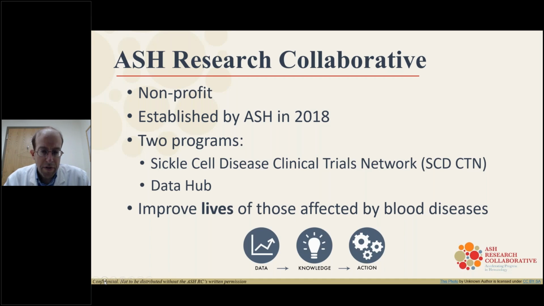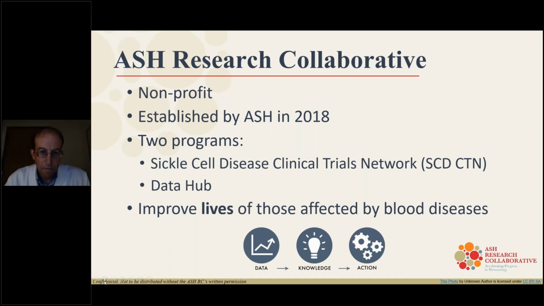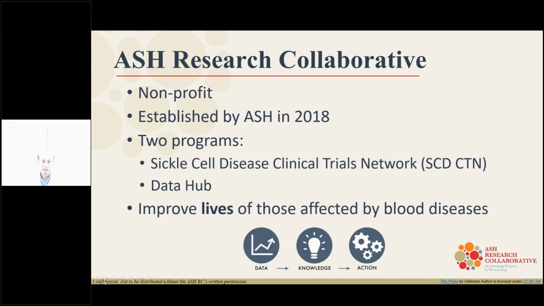So just to introduce briefly the ASH Research Collaborative, for those who may be less familiar, sorry, let me grab the light here. The ASH Research Collaborative is actually a separate organization that stands alongside ASH. It was established by ASH, the American Society of Hematology, in 2018. There are currently two major programs of the ASH Research Collaborative, or ASH-RC as I'll abbreviate it in this presentation. Those two programs currently are a clinical trials network, and that clinical trials network is specifically in the setting of sickle cell disease.